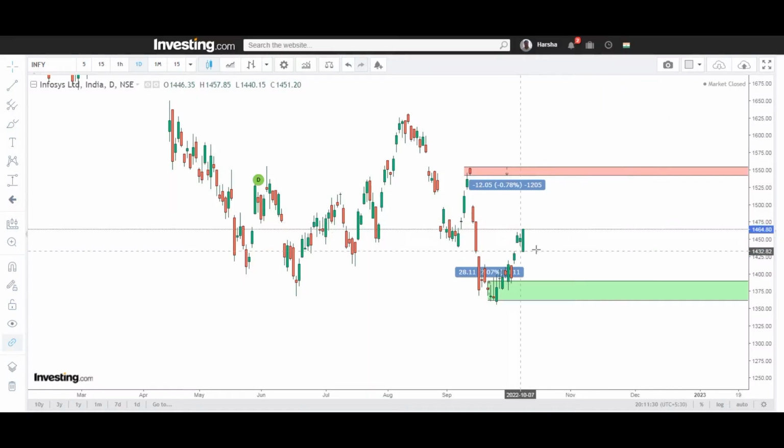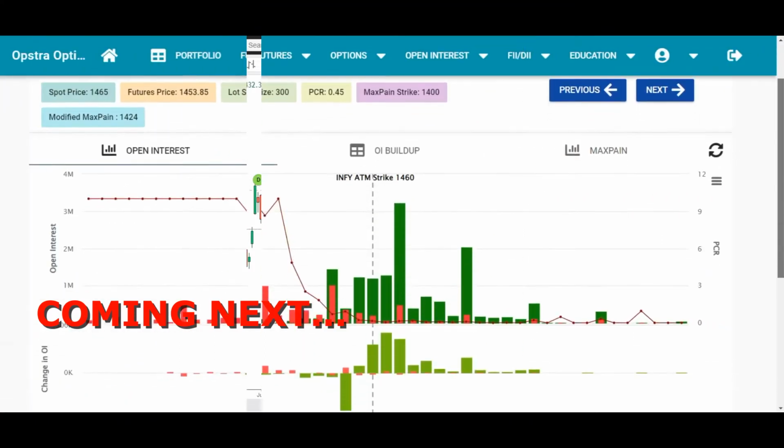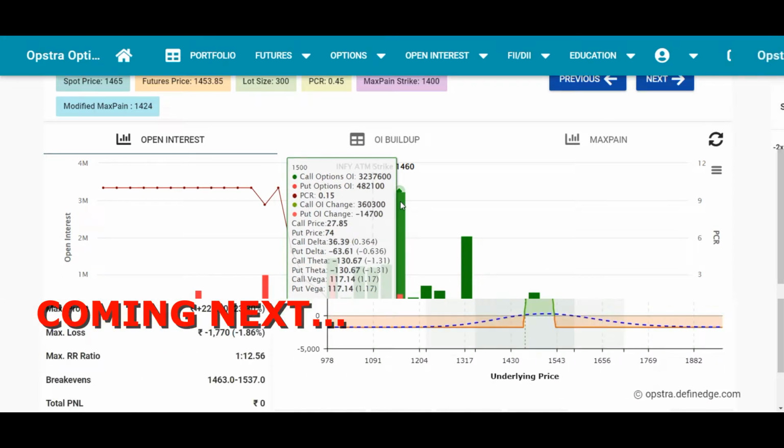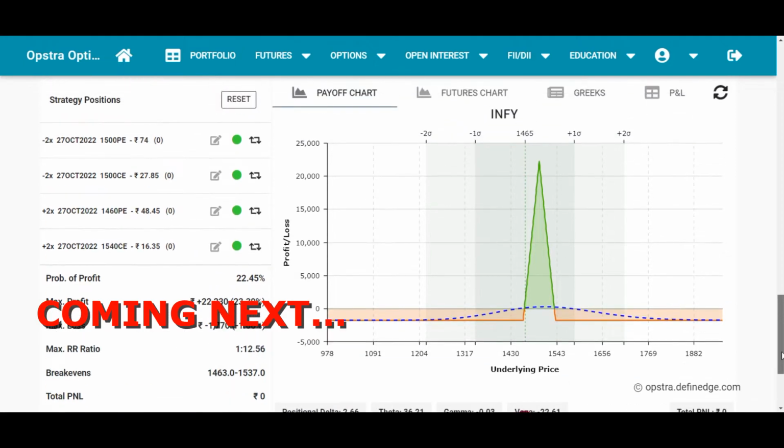So friends, considering that the Infosys will be achieving the target of 1500 levels, or say 1540 to 1553 levels, here we can see that there is a major resistance at 1500 levels. I have chosen two lots in this strategy. You can decide if you want to go with one lot also. You can do it with one lot.